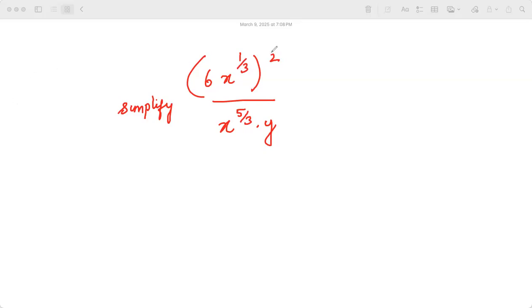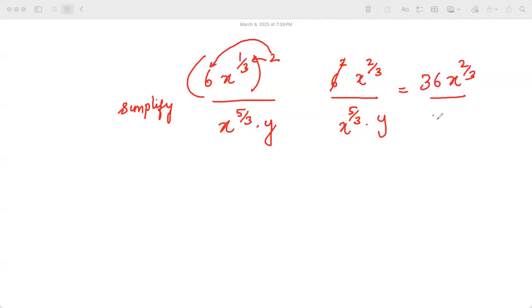It's a little tricky. I want to bring the 2 to this and this. So what happens? 6 power of 2, x power of 1 by 3 times 2, which is 2 by 3, divided by x power of 5 by 3 times y. In these cases, let me put this as 36. So that is 36 x power of 2 by 3 divided by x power of 5 by 3 times y.